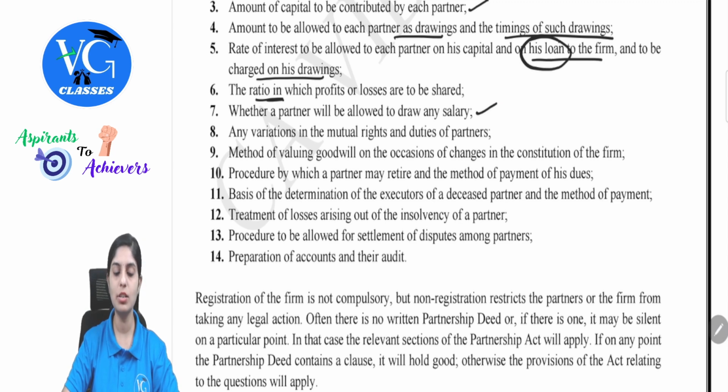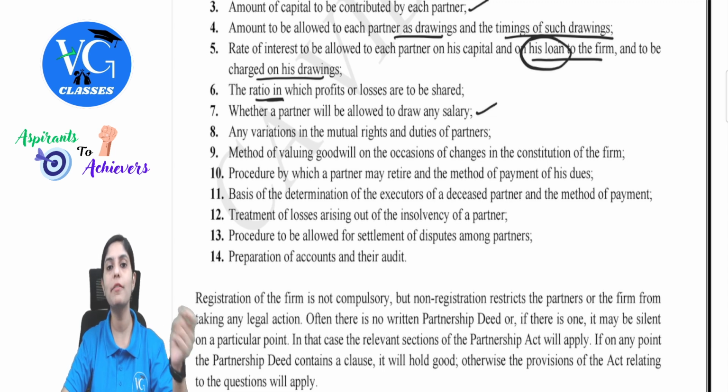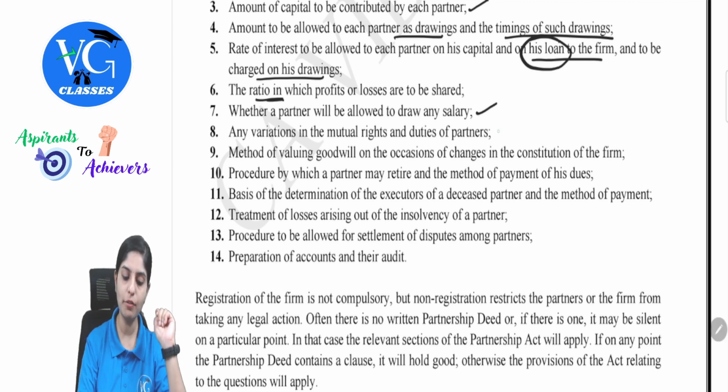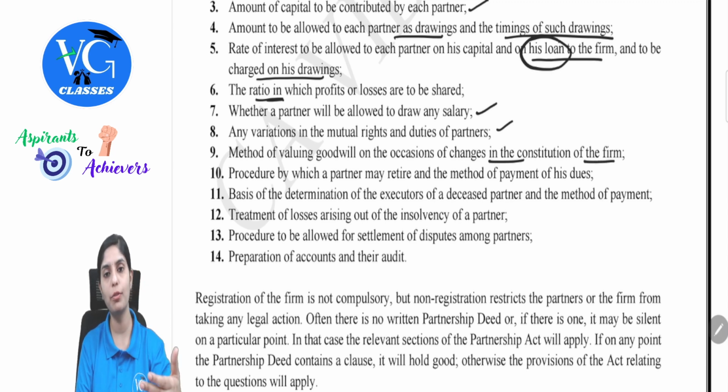Then any variations in the mutual rights and duties of partners. If there arises any situation where the agreed rights or duties need to be varied, that point should also be taken care of here. Method of valuing goodwill on occasion of changes in the constitution of the firm. With respect to treatment of goodwill, we have a separate unit altogether. More discussion on this point in that particular unit.